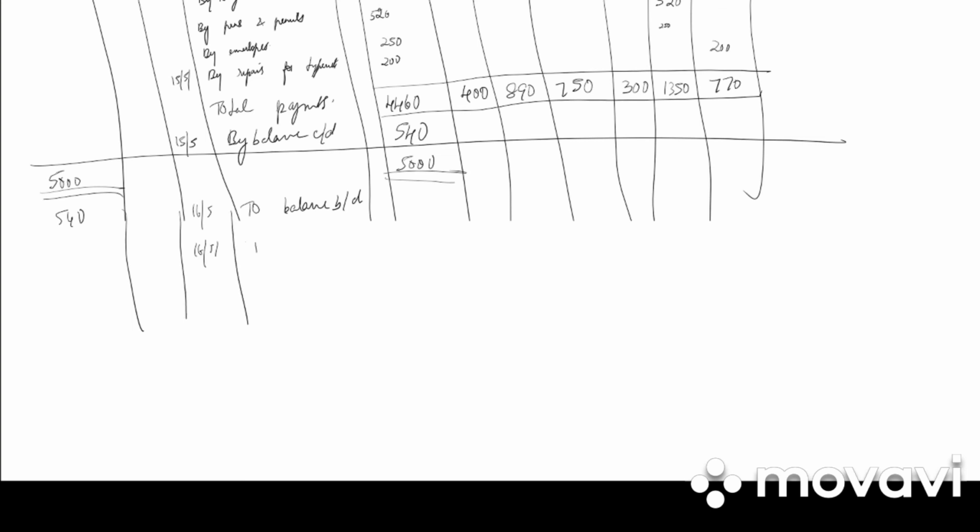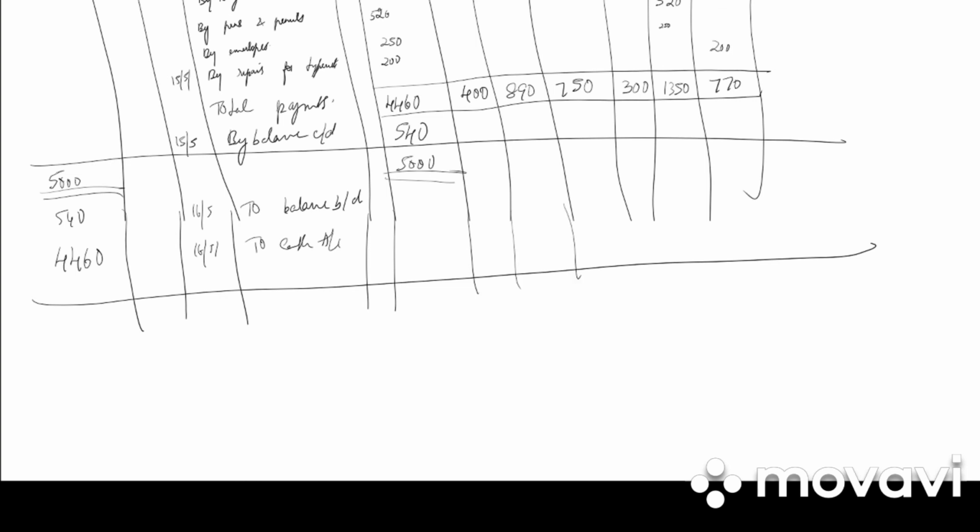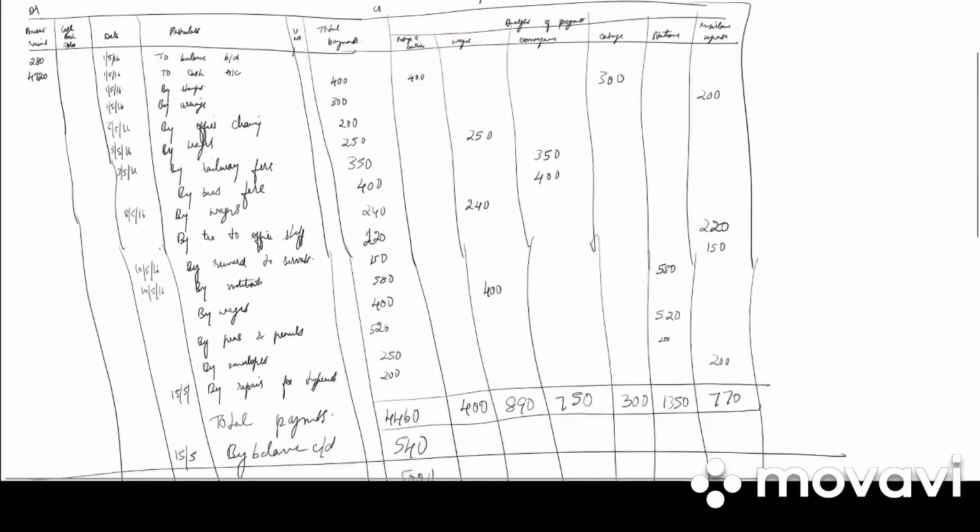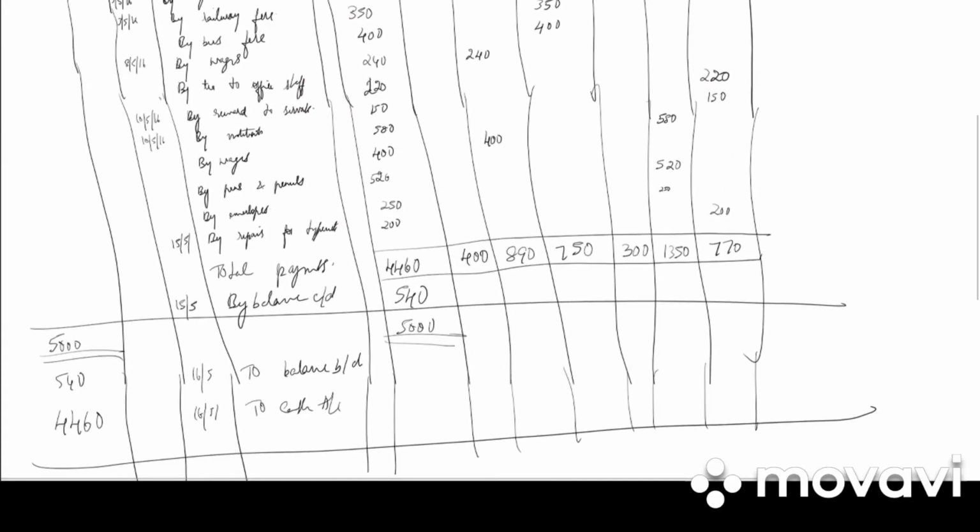And on 16th May we have to cash book, to cash account. How much is it? 5,000 minus 540, 4,460. Clear? So this is how we do the petty expenses. It is the easiest type of cash book, where we just need to have analysis of payment column and just write the expenses in each of the columns. Last, whatever amount should be the total at the beginning of the month should be written as balance brought down and cash account. Clear?